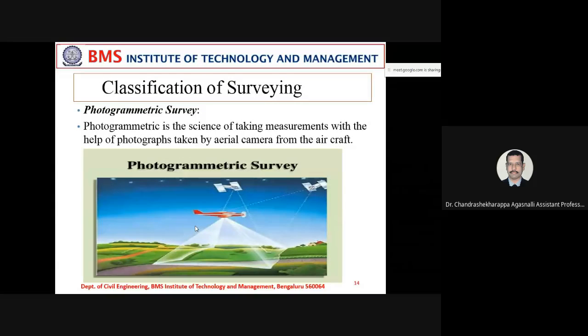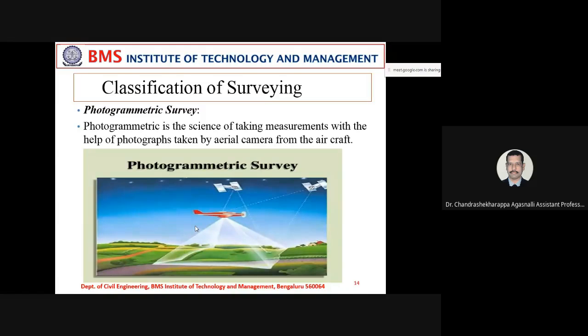And then there is photogrammetric survey. What do you mean by photogrammetric survey? Photogrammetry is the science of taking measurements with the help of photographs taken by an aerial camera from an aircraft. It's a very simple concept.